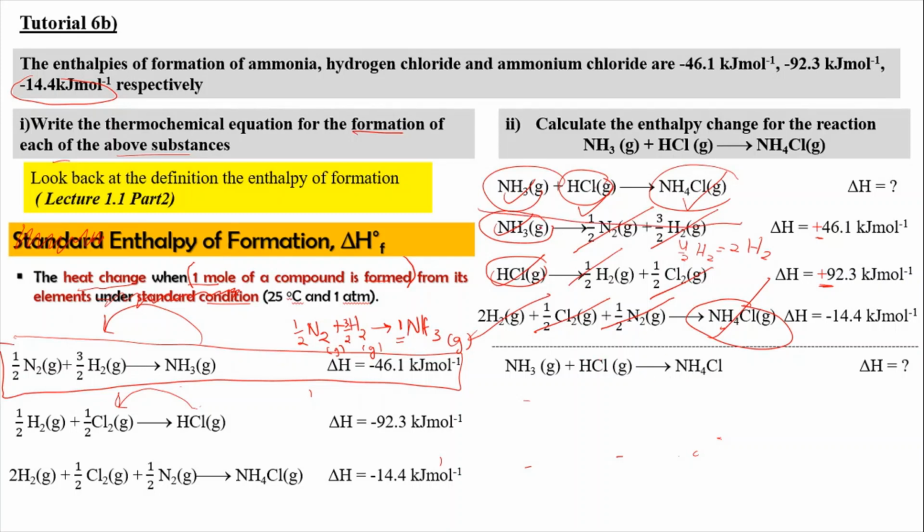Okay, so 1, 2, 3, 1, 2, 3, and it's the same as the target equation that we constructed in the beginning. And our delta H here refers to the addition of the thermochemical equations that we did. So delta H is equal to positive 46.1 kilojoule per mole plus 92.3 plus negative 14.4, because we didn't change the position. So the delta H that we will get is positive 124 kilojoule per mole. All right, so that's for question tutorial 6b.